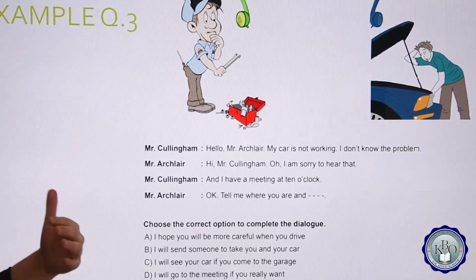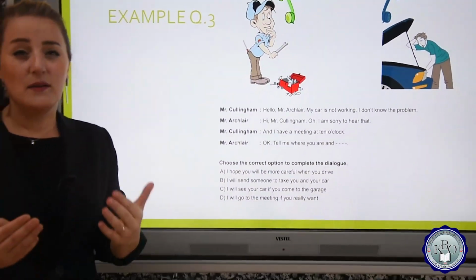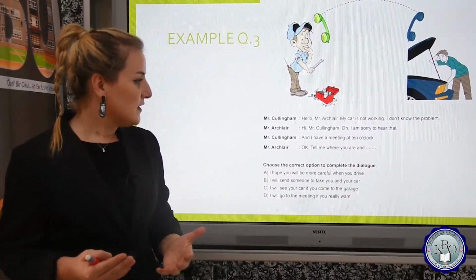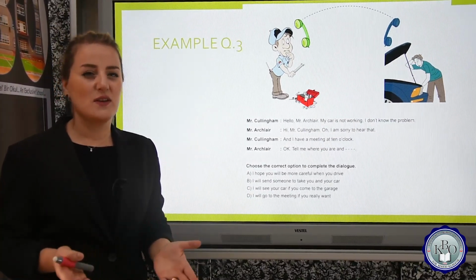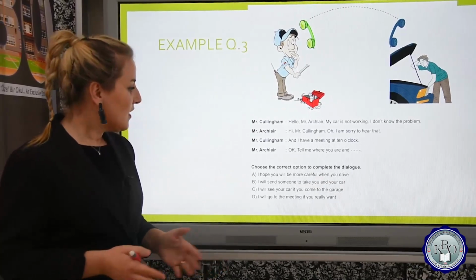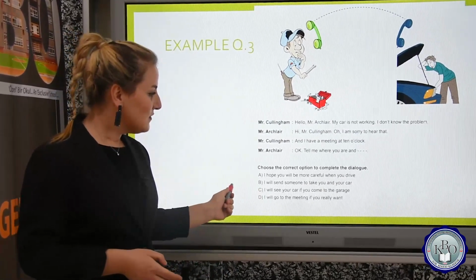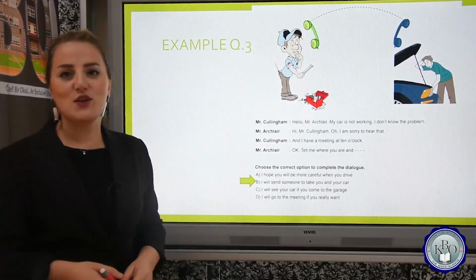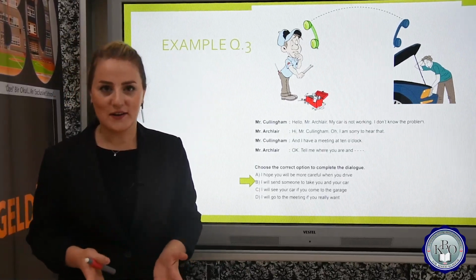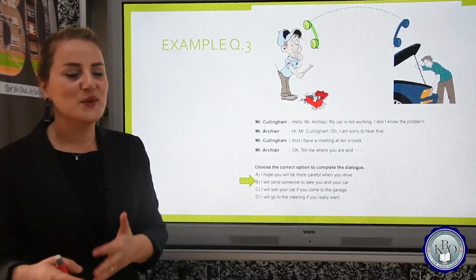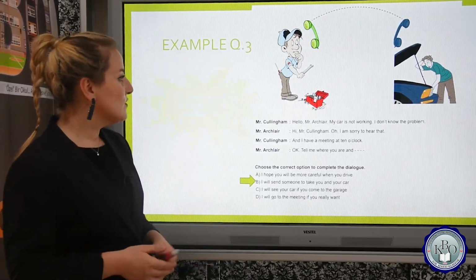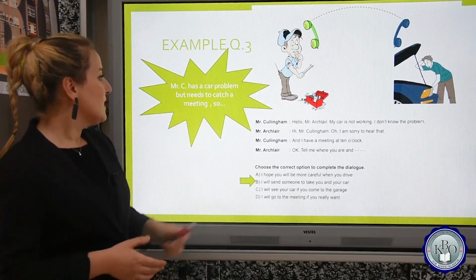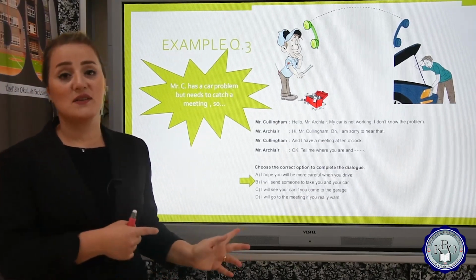So he is asking, tell me where you are. So Mr. Eclair is searching for his location. Why are you looking for a location? Because I will send someone to take you and your car. So I have to know where you are to send you a person who will take your car and you. Right, guys? So we also have a problem here and needs to catch a meeting. That was the solution.